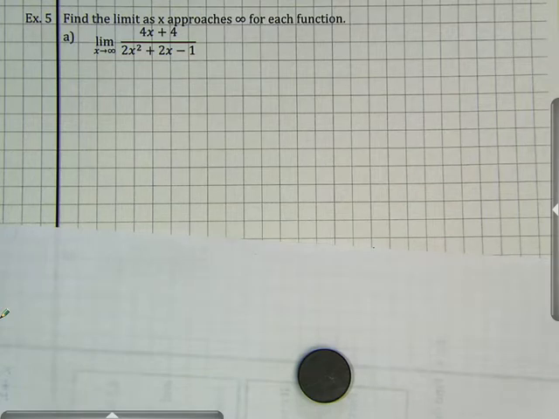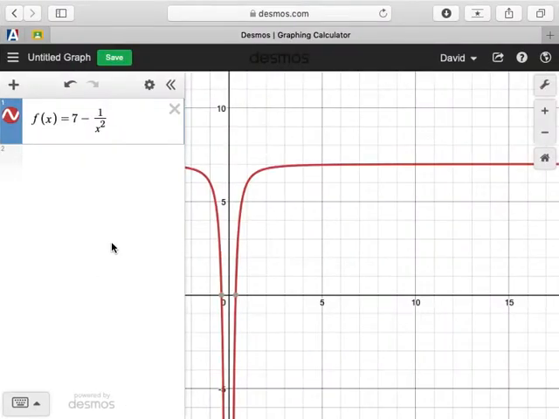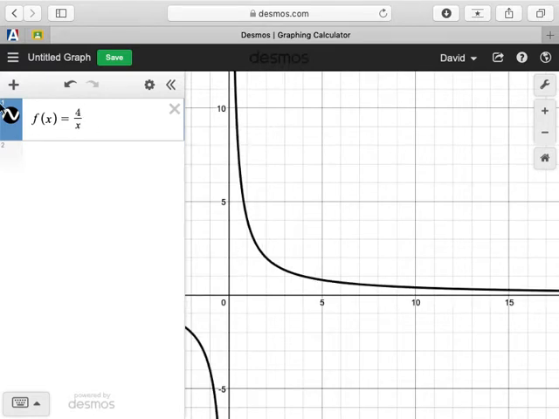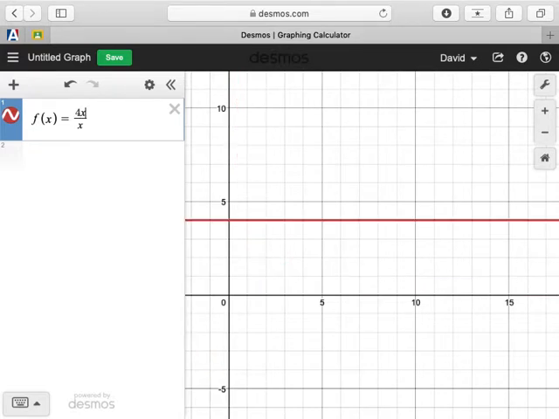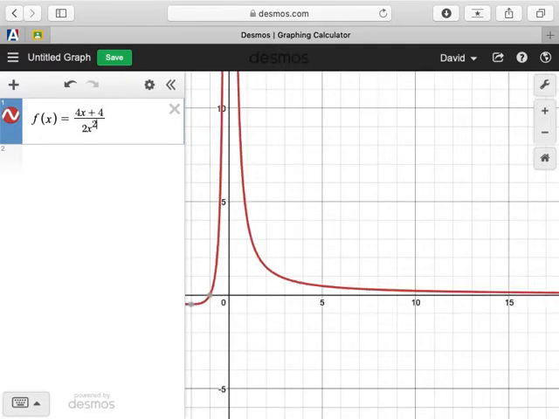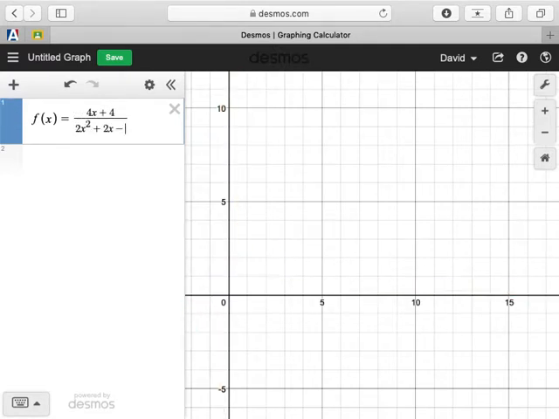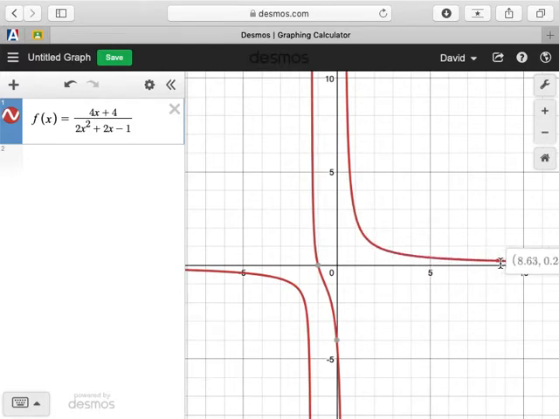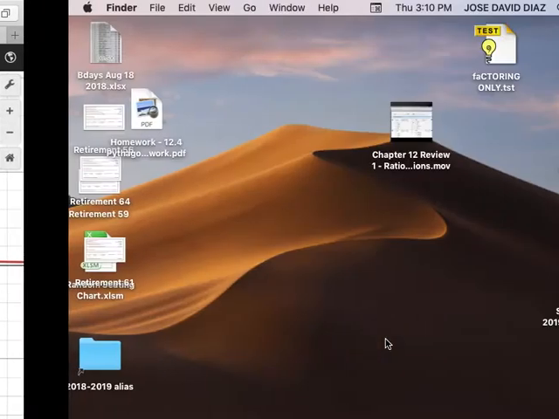Excellent. So now we can actually graph it on Desmos, and usually I type in my f of x, and I usually place my fraction right away, and I go back and change it. So we have 4x plus 4 over 2x squared plus 2x minus 1. Those types of graphs we've seen before. And what happens as x gets bigger and bigger? What is going to be the y value?